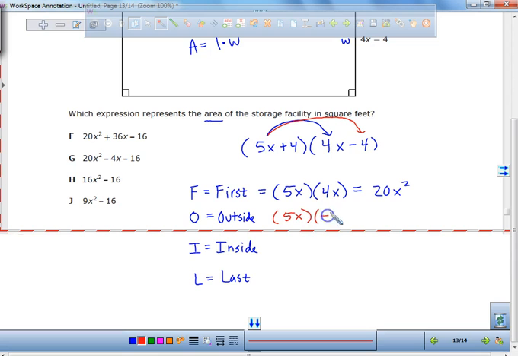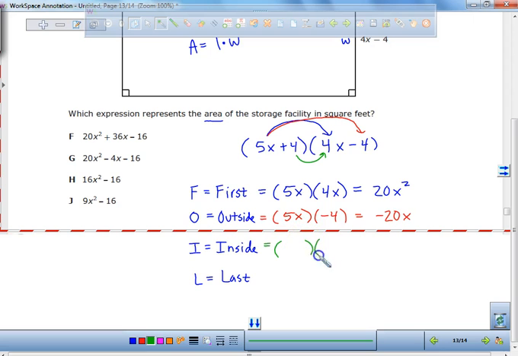5x times a negative 4. And what does that equal to? Negative 20x. Okay, switching colors. Now we're going to work on the inside numbers. These are the inside numbers.